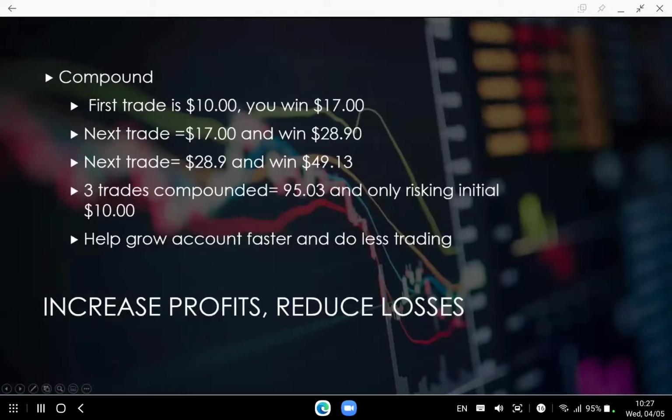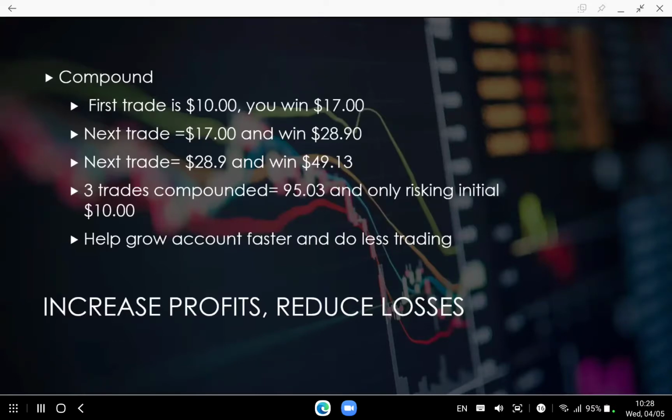And then compounding. Compounding is going to get you to your goal a lot faster. No problem, Eddie. So compounding, what does compounding mean? Because you'll hear Alex say it. All right, so say your first trade is $10. If you hit your risk, you're done for the day. Wait for the next day and then you start over. So that will help you minimize your losses. Once you hit that risk, you're done.